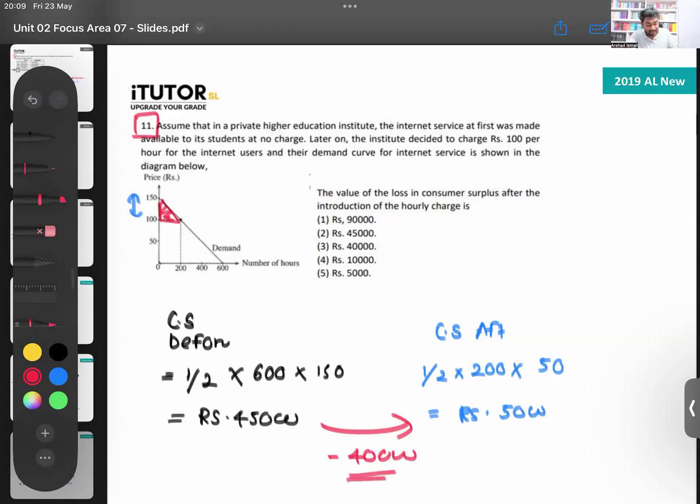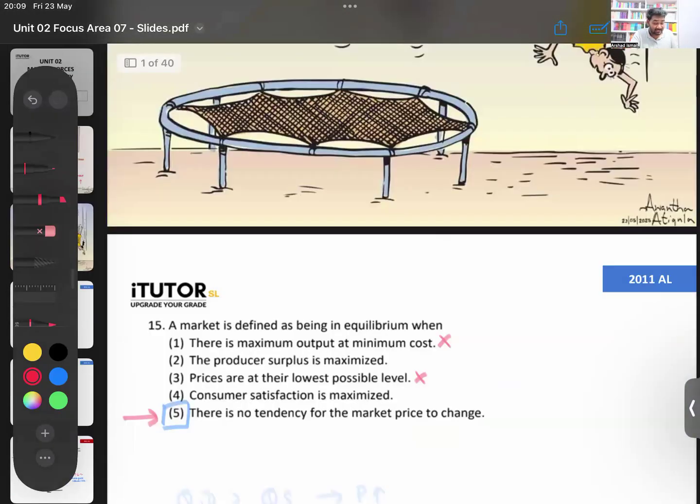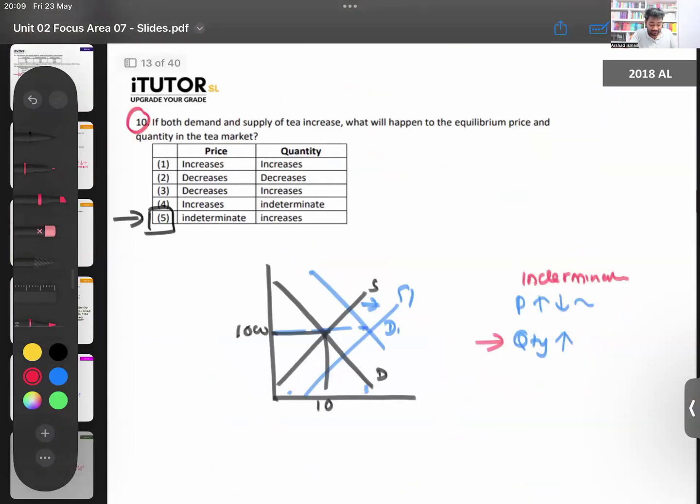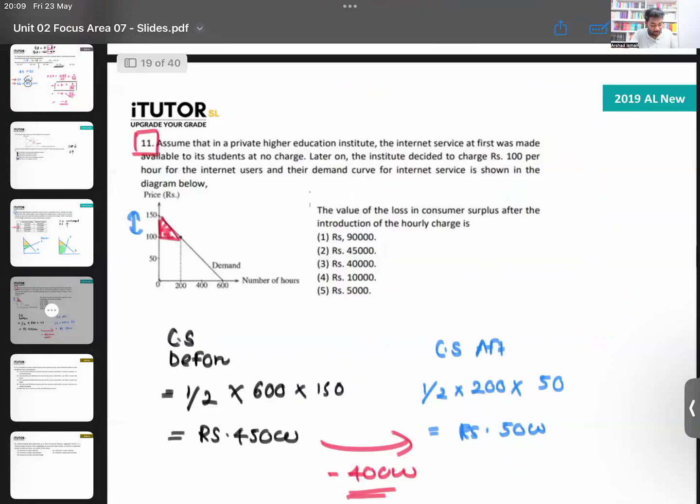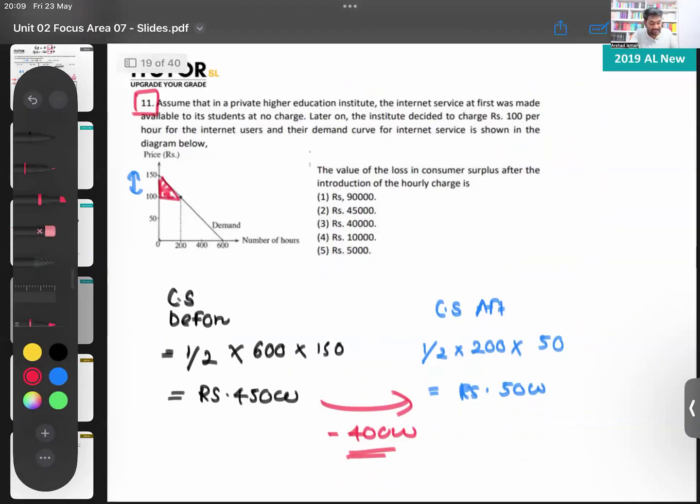They're asking what is the loss in consumer surplus. They are not asking what is the new consumer surplus. Never. They're asking what is the loss in consumer surplus. The loss in consumer surplus is 40,000. The same question, they can ask you what is the new consumer surplus. Be careful. So the answer is done.